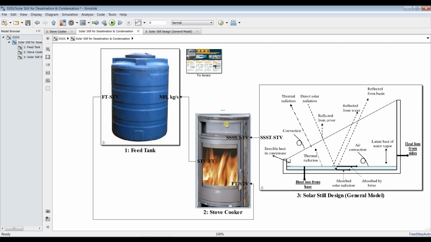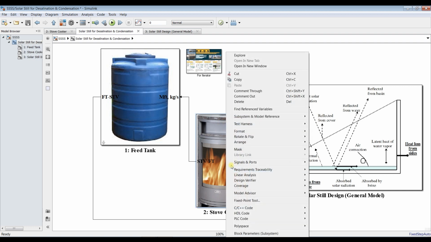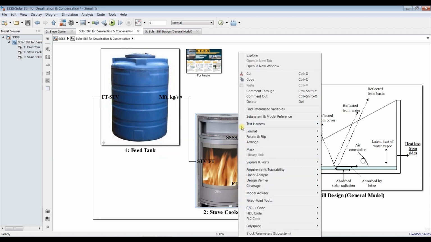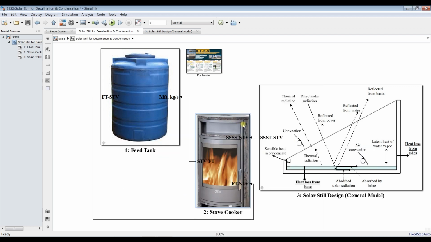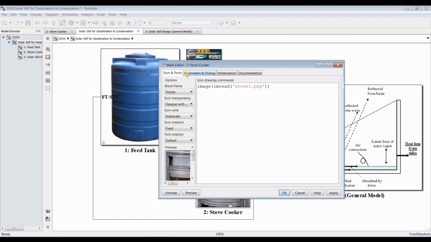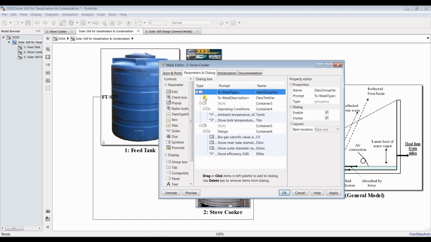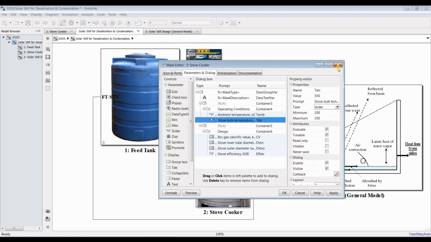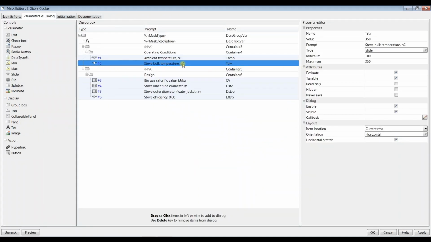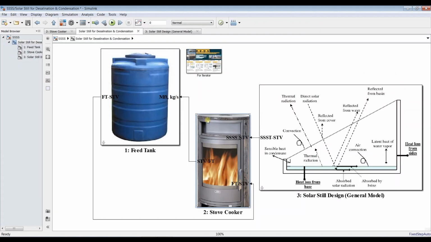Just click here, right clicking, and go to mask and edit mask, or Control M. You have to go to the parameters and dialogues and go to stove bulk temperature. Let's emphasize here the stove bulk temperature, and you can increase your range. You can control your range from here. You can control the upper and lower limits, and the same for each unit.